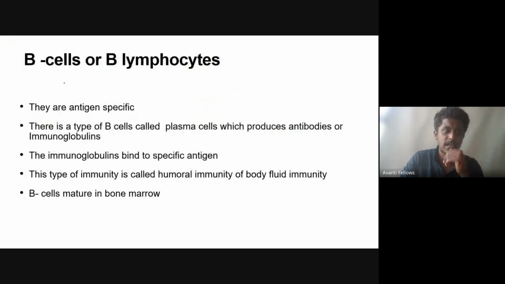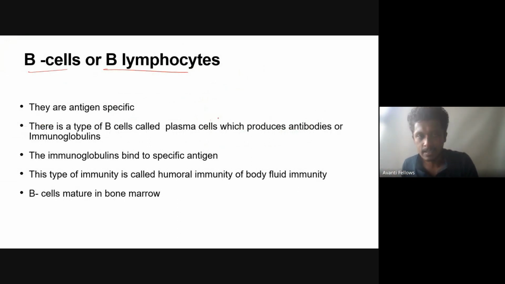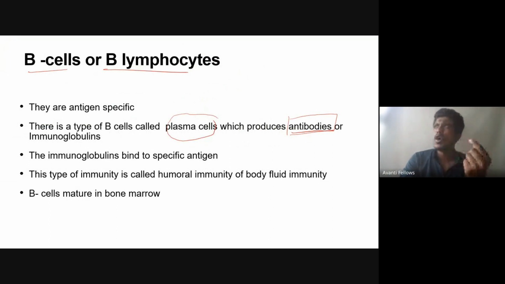Now, when it comes to B cells or B lymphocytes, B cells or B lymphocytes are generally called plasma cells. Plasma cells are the ones which produce something called antibodies. You might have heard about antibodies. Somebody will tell, okay, I need some antibiotics when I get an infection. Correct, right?